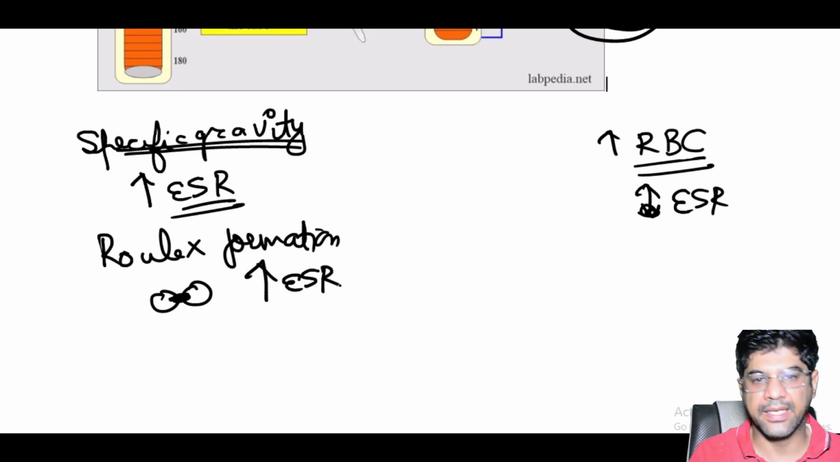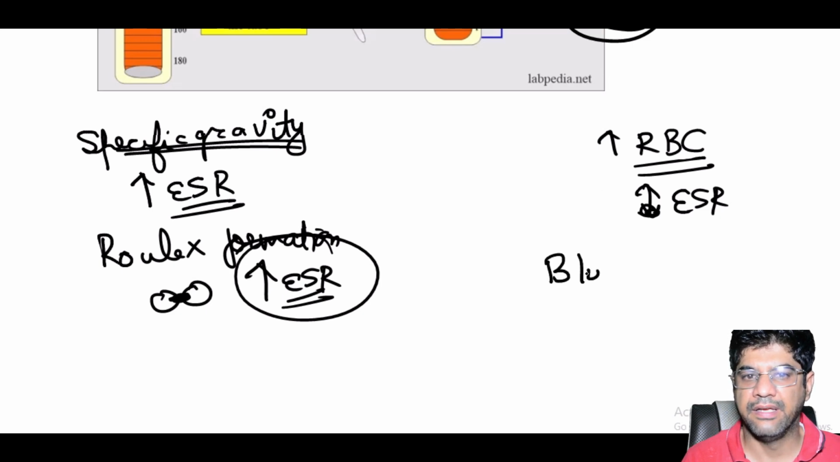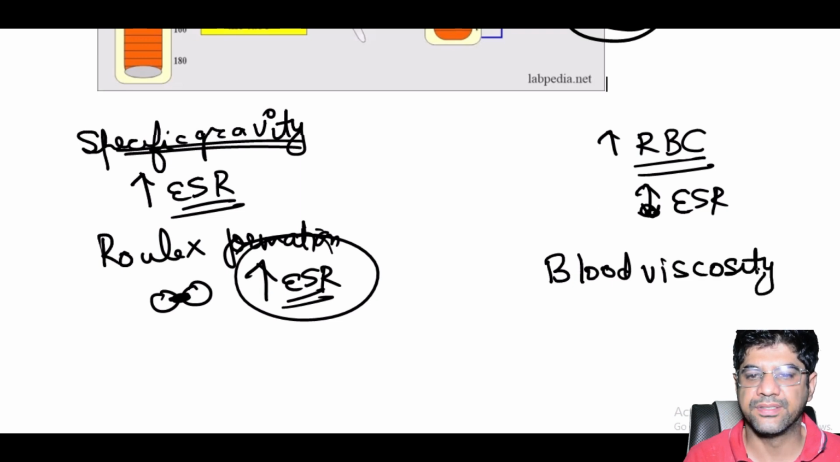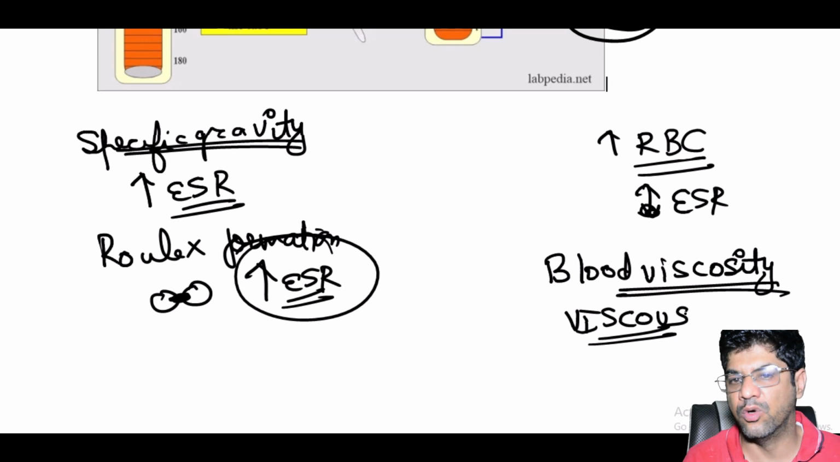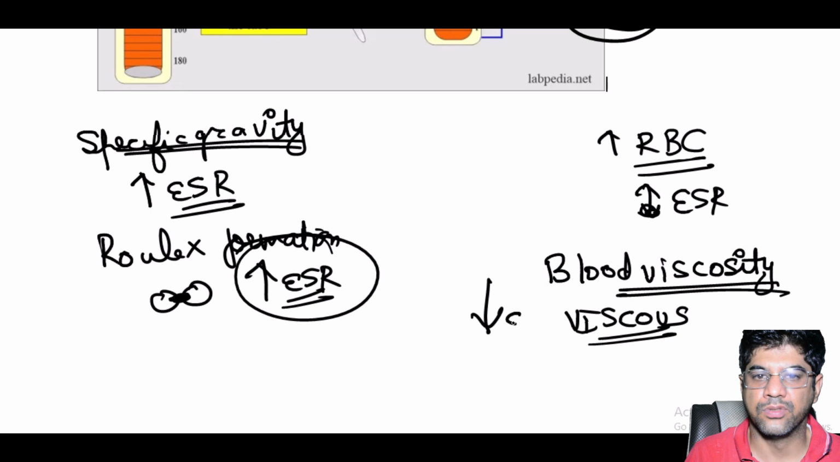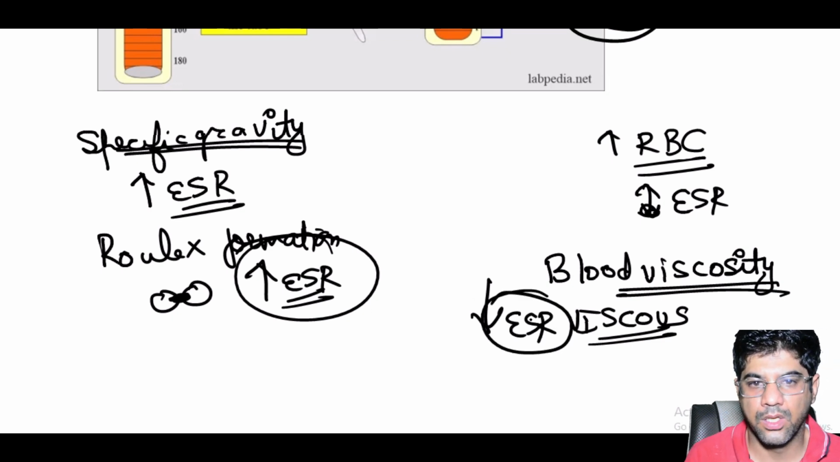What are the factors that can decrease the ESR? That could be blood viscosity. If the blood becomes thicker, that is, it becomes more viscous, so it slows down the settling of the RBC. That means it will lower the ESR. So that can happen only when there are more protein or cells in the blood.